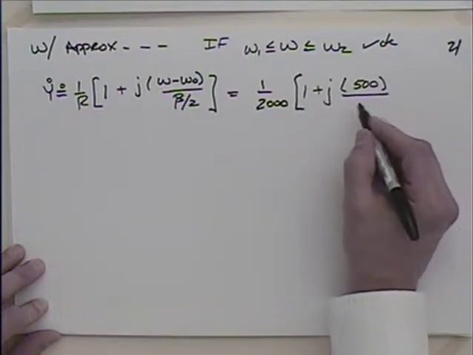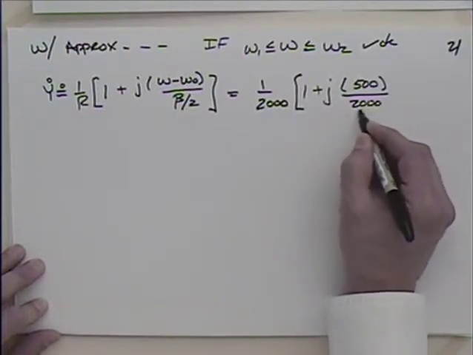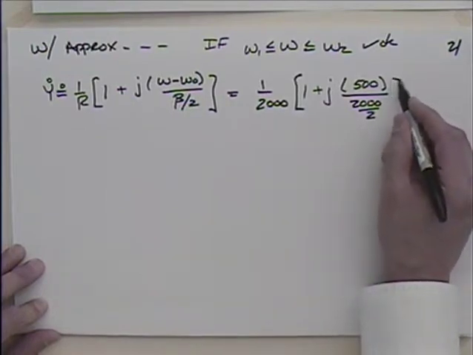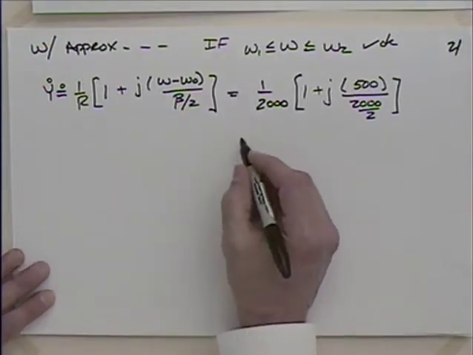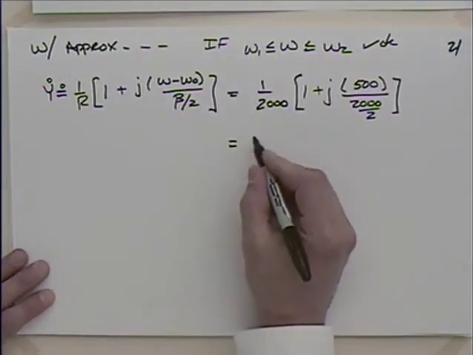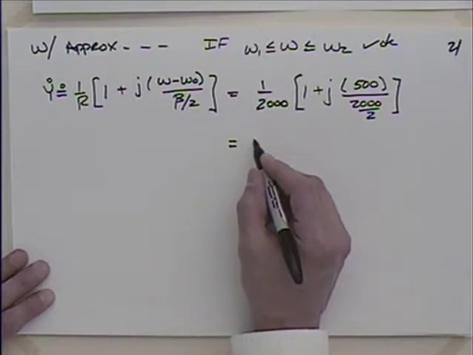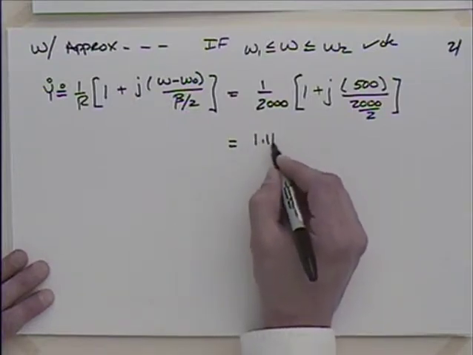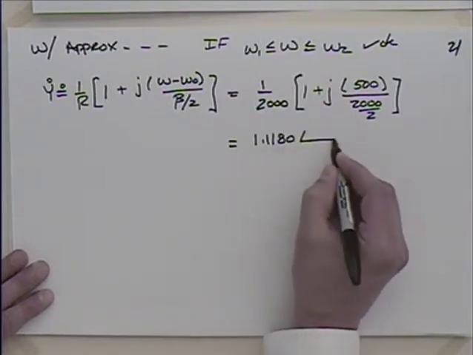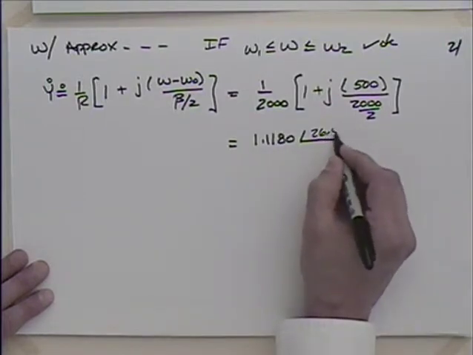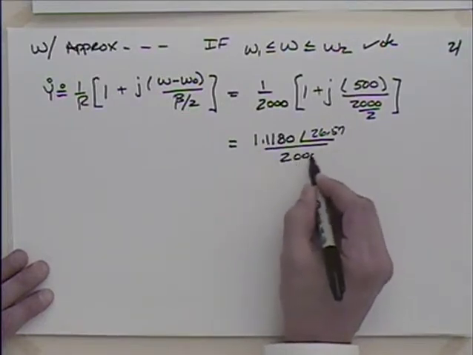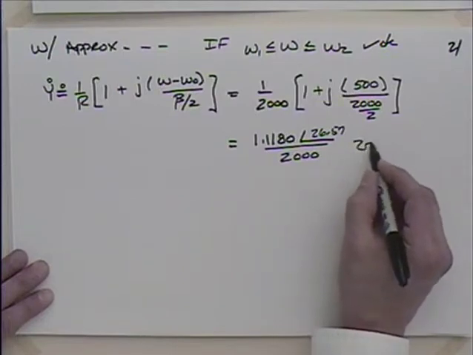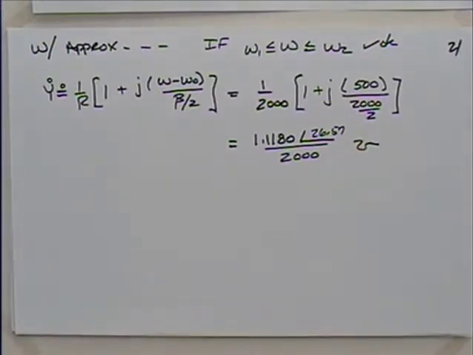Divided by the bandwidth over 2, 2,000 divided by 2, using those quantities that we still had from the previous problem. So when you run through this, the admittance turns out to be equal to, I don't think I solved it completely, 1.1180 at an angle of 26.57. So the angle is fairly close. And I still had to divide this by 2,000. I still have that resistance in there. Of course, that's Siemens. I'll leave that.